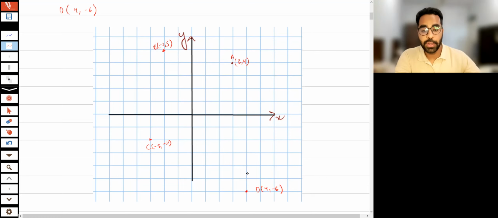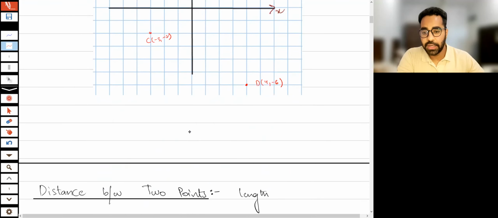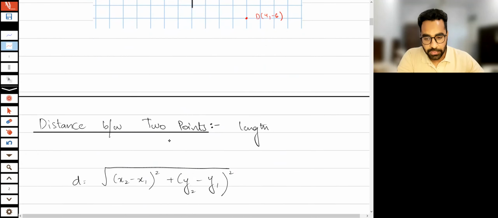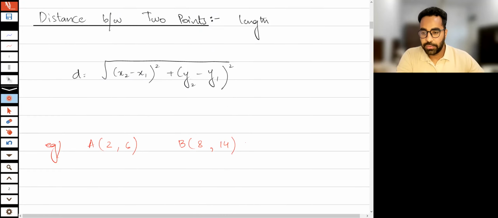Once we have understood what we mean by the coordinates of a point, you can understand the distance between 2 points as well. Distance can also be represented as length, okay? So if I want to find the distance between the points A and B, I can write that AB equals whatever the distance is. In order to calculate the distance, we make use of a formula: under root (x2 minus x1) whole squared plus (y2 minus y1) whole squared.